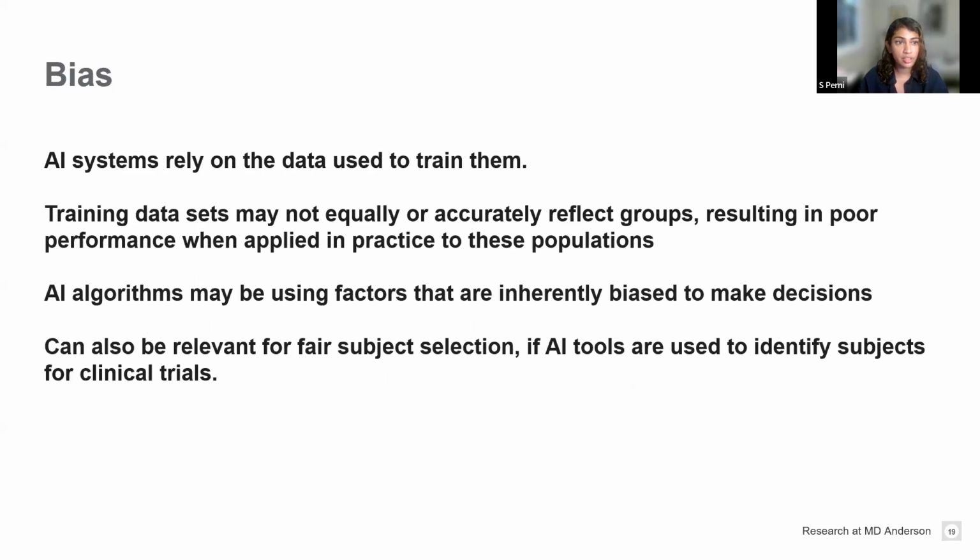The next risk that I would mention is bias. So already touched upon a little bit, but really an AI model is just as good as the data used to train it. And training data sets may not equally or accurately reflect groups, resulting in pretty poor performance when applied to populations in practice. And each situation, each community, each hospital is different. AI algorithms may also be using factors that are inherently biased to make decisions. And this can also obviously be relevant for fair subject selection if AI tools are used to identify the subjects for clinical trials.